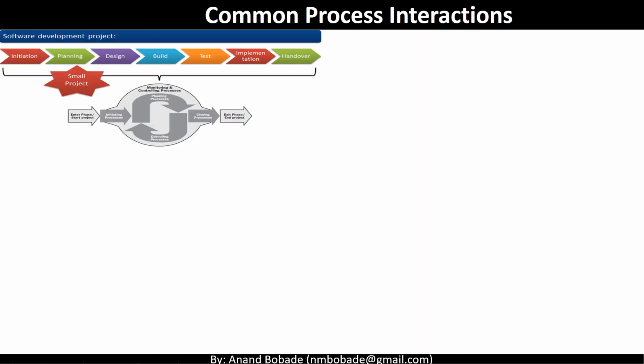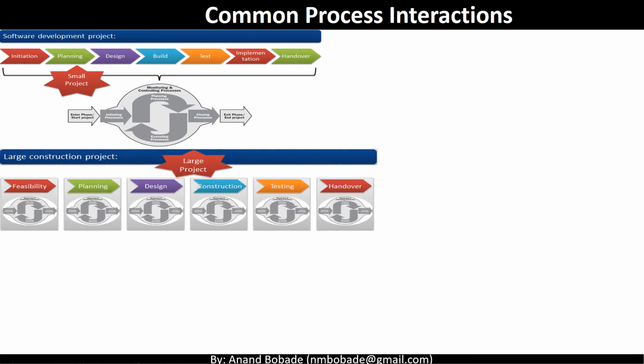For a small project, a process group may execute once. In this example, you have a software development project and you can see multiple phases are there, but it is a very small project and most of the activities defined under each of the process groups, if they are carried out once, that is sufficient to complete this project.